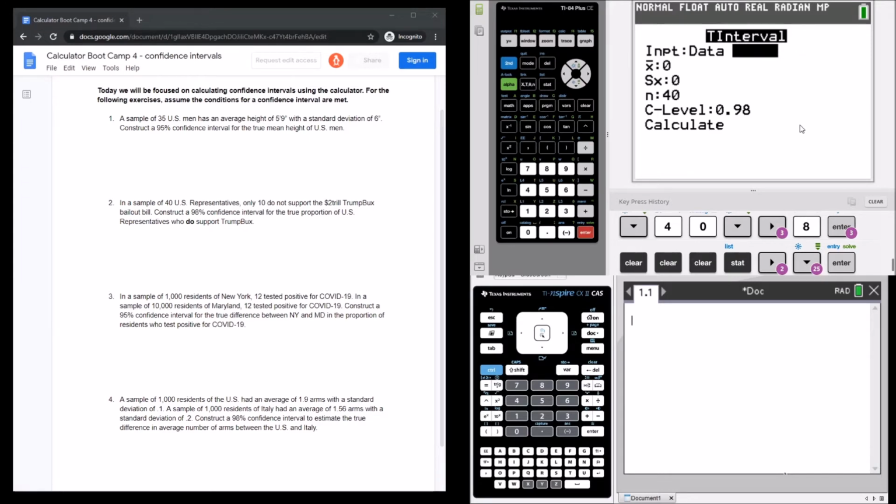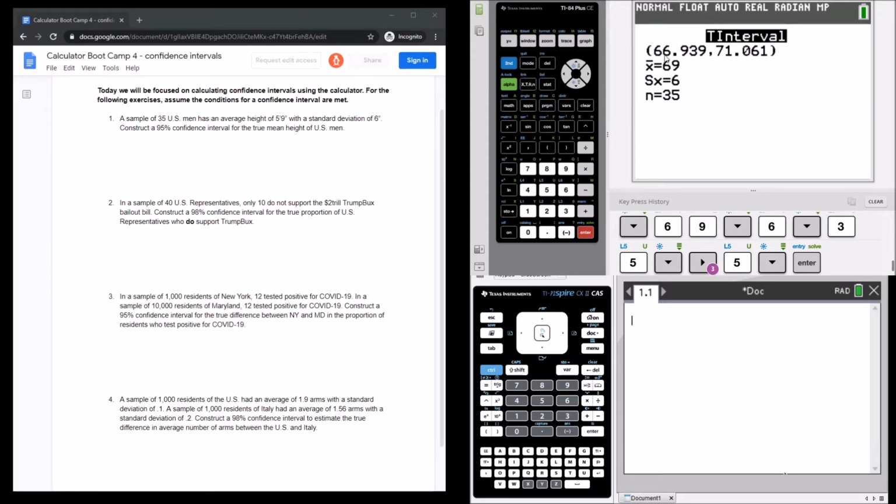And now we need to be thinking about this a little bit. So our x bar here is 5'9". That's going to be, let's see, 69 inches, and our standard deviation is 6 inches. Our sample size here was 35 US men, and the confidence interval we're going for is 95%, which you can actually enter directly right there. If we calculate, that gives us our t interval. So we've got from 66.9 inches to 71.0 inches, and there you have it.